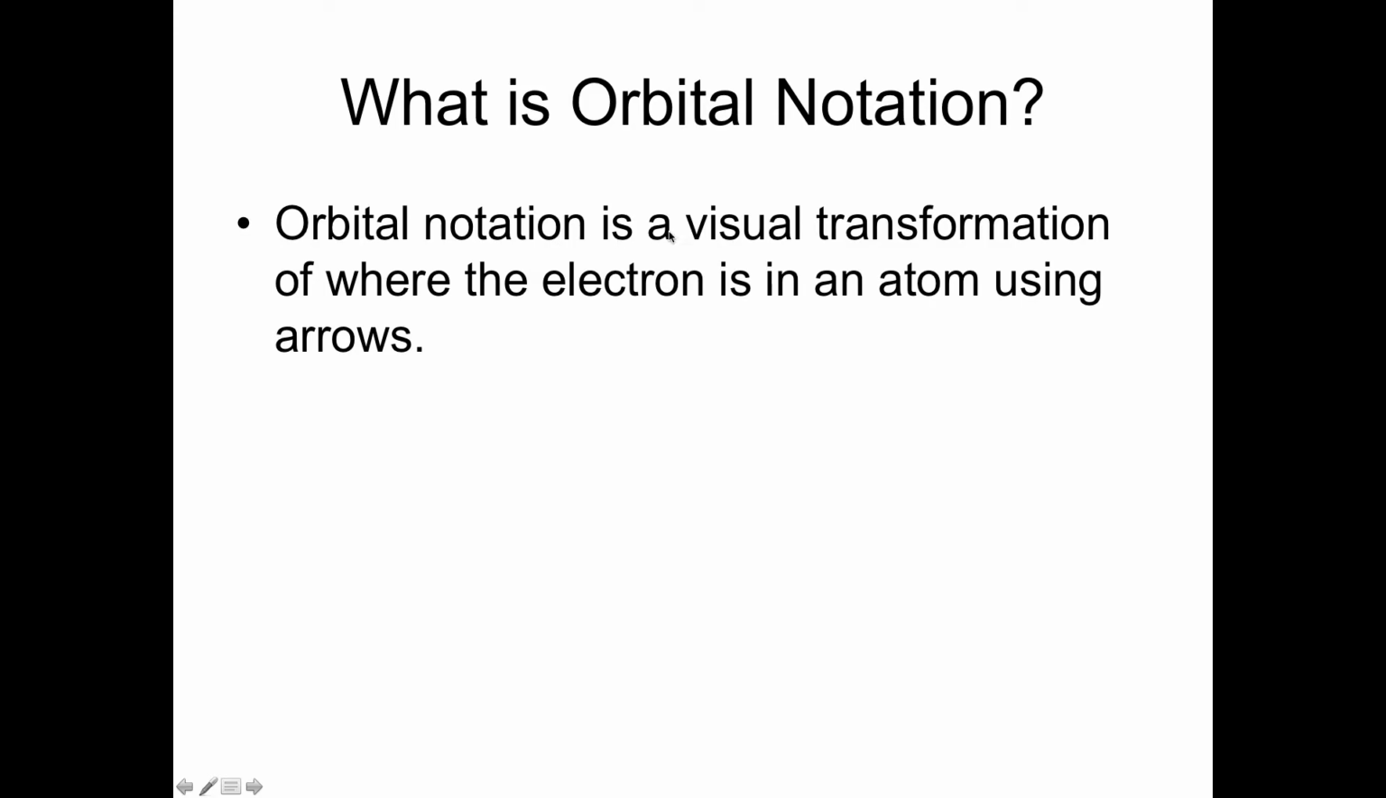Okay, so now what we're going to talk about first is orbital notation. Orbital notation is representing where an electron is, basically using arrows. So orbital notation is a visual transformation of where the electron is in an atom using arrows. How we're going to do this is we're going to represent where each atom's electrons are. Okay? I'm going to do a couple on this page, and then I'm probably going to have to go to another one because I'm going to run out of space.